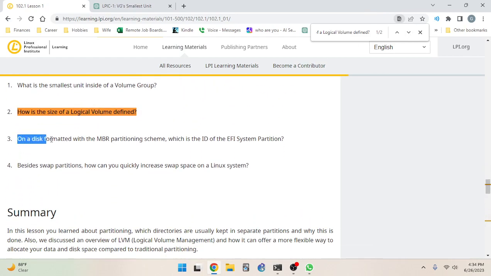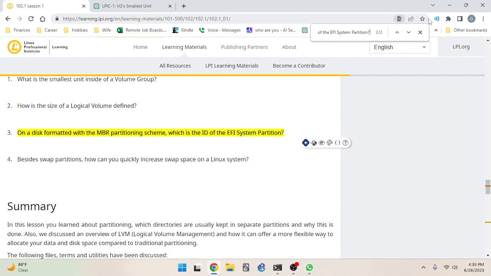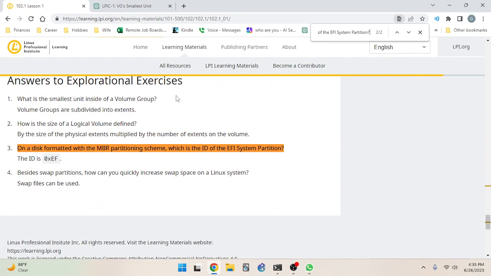Next question: on a disk formatted with the MBR partitioning scheme, what is the ID of the EFI system partition? That's a freebie for me. The way my mind works, 0xEF. Yep, and the EF even corresponds to EFI.